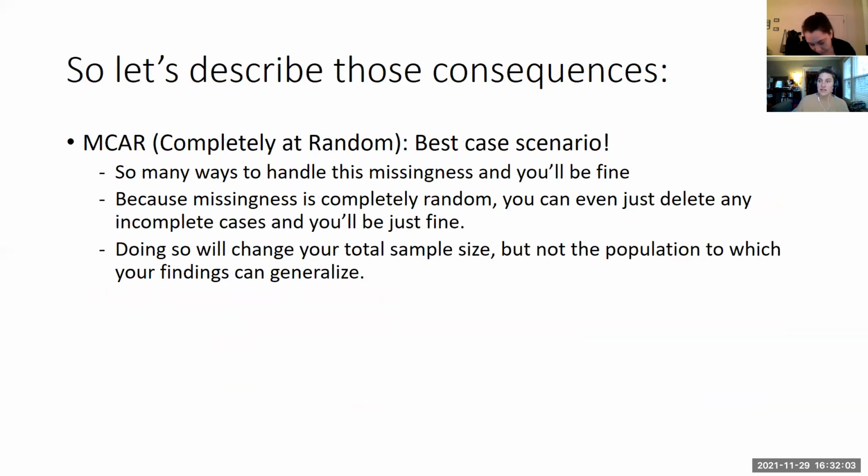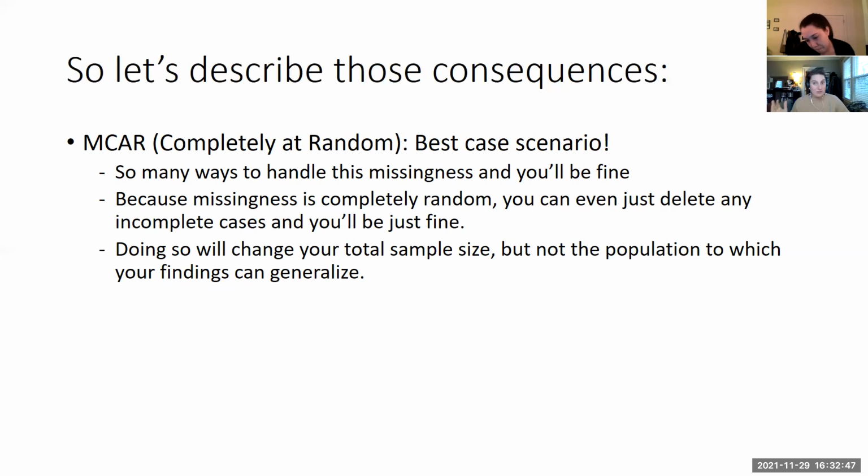And lastly, if you are lucky enough to have data that are missing completely at random, this is your best case scenario. There are so many ways to handle the missingness. It really doesn't matter what you do, you're going to be just fine. Because the missingness is completely random, you can even delete any incomplete cases and you'll be just fine. You can still generalize to the population because people are missing for a completely random reason. Now, the only downside is you would change your total sample size, which isn't great for statistical power, but if your sample is supposed to generalize to a specific population and your data are missing completely at random, then you can still do that same generalization.